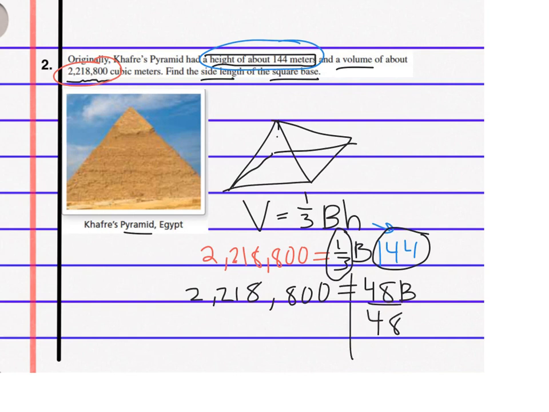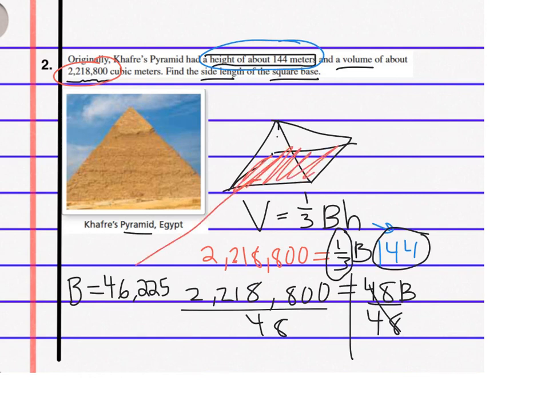Then I just solve my equation. I divide by 48, divide by 48. So it looks like B, big B, the area of the base, is 46,225. Remember, big B is the area of the base, so that would be this whole thing. And the question asks for the side length, but we do know it's a square. Now, a lot of times people will want to divide by 4. That would be for perimeter.